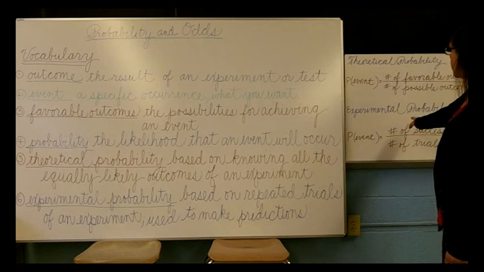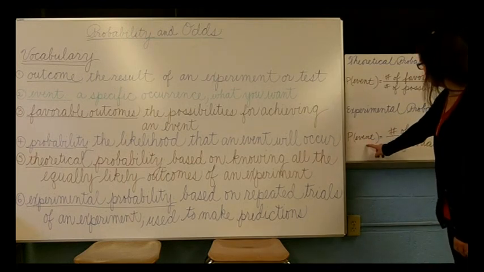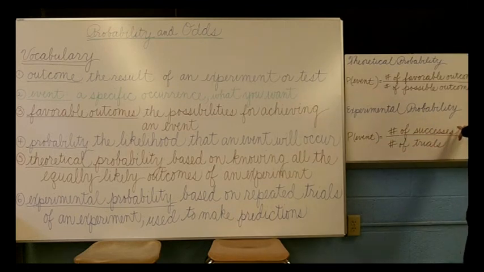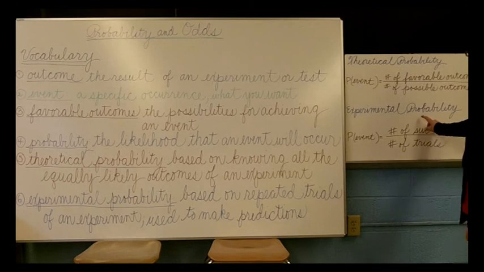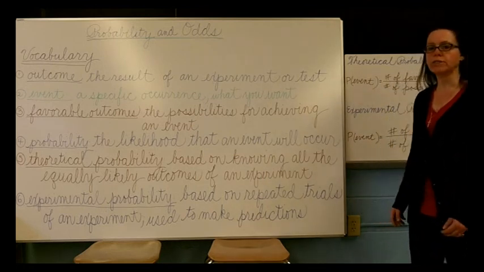But when we talk about experimental probability, again, our probability of the event, this is more about the successes versus the trials. So how many times we have achieved our outcome over the number of trials we've attempted. So now what we're going to do is start working through our 4 examples.